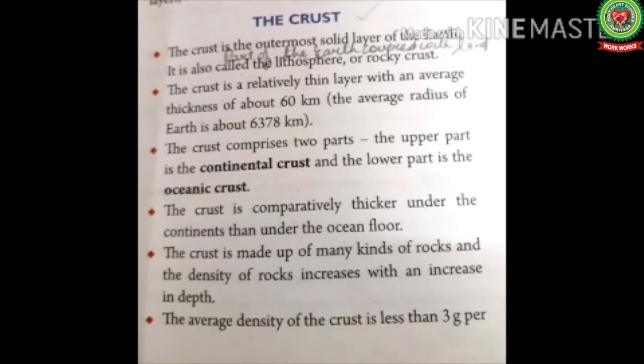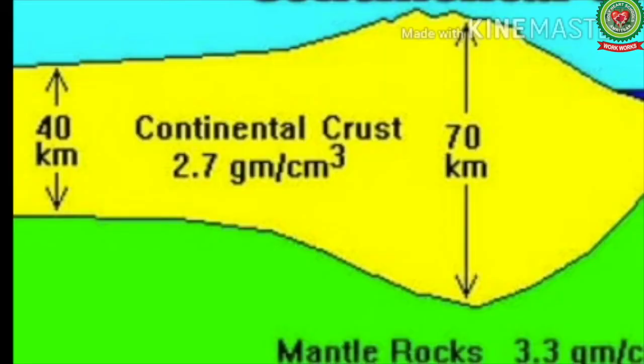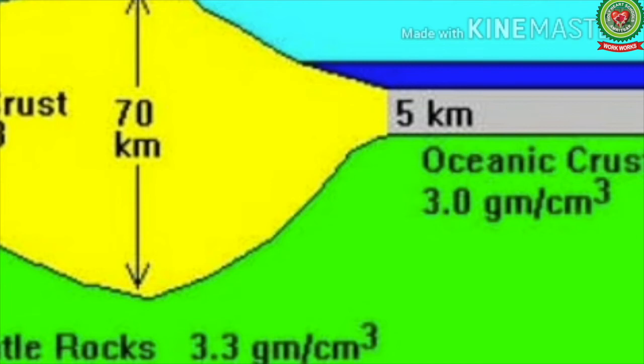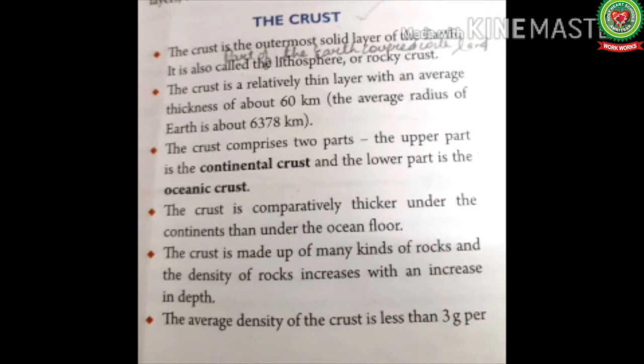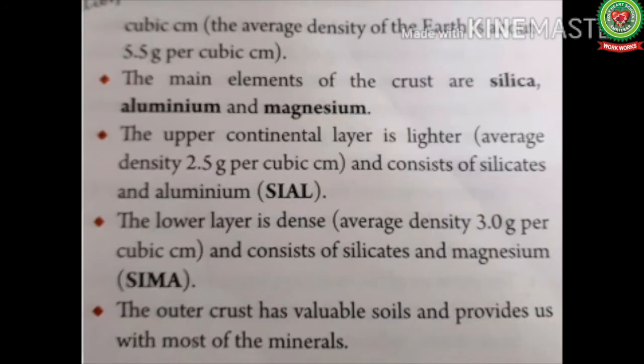The crust is comparatively thicker under the continents than under the ocean floors. As I have already told, under the continents it is up to 35 kilometers and beneath the ocean floors it is just 5 kilometers. The crust is made up of many kinds of rocks and the density of the rocks increases with the increase in depth. As we know, the density of rocks increases slowly towards the center of the Earth. The average density of the crust is less than 3 gram per cubic centimeter. The average density of Earth is 5.5 gram per cubic centimeter.